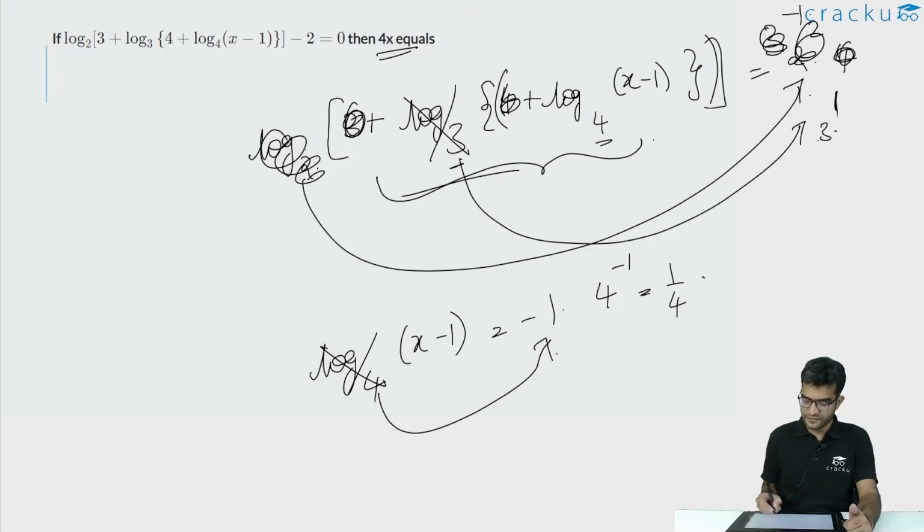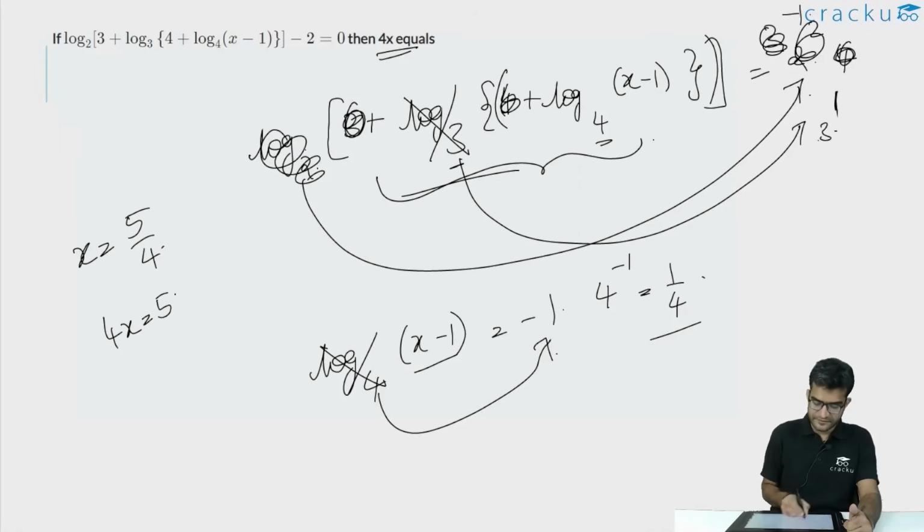That is, the value of x minus 1 is equal to 1 by 4, or the value of x is equal to 5 by 4. So the value of 4x will be equal to 5. So the correct answer for this question is that the value of 4x is equal to 5.